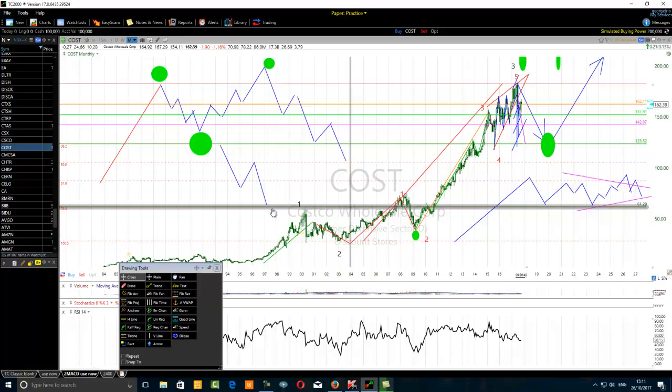And this is a corrective wave. So it will follow an impulse wave. A corrective wave follows an impulse wave. That's how we know that it's a corrective wave.